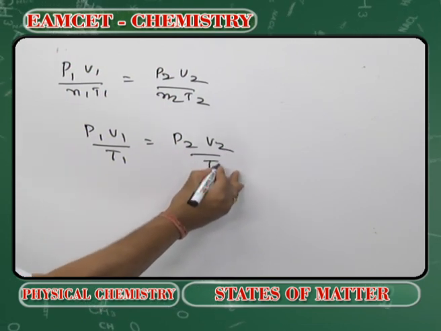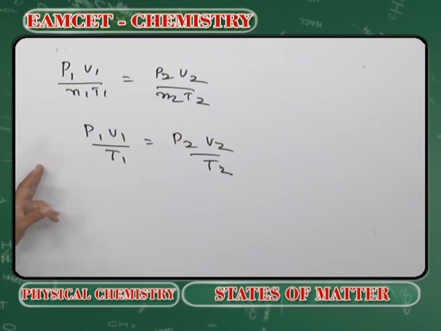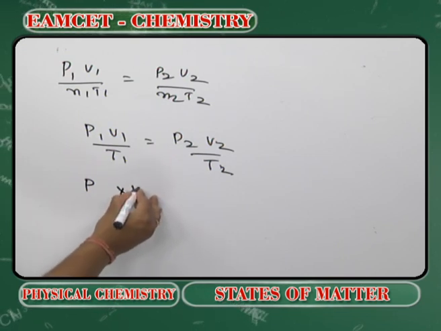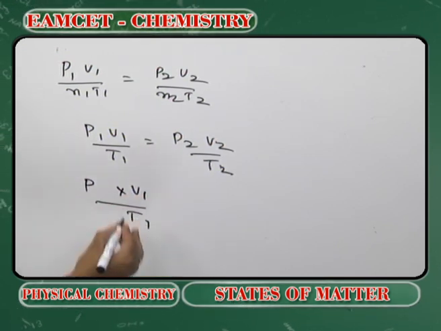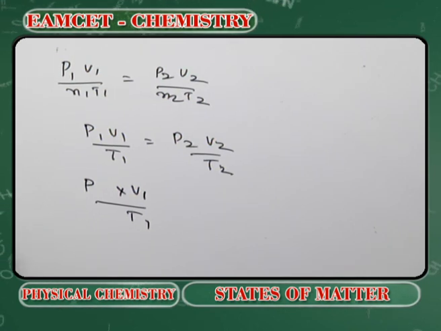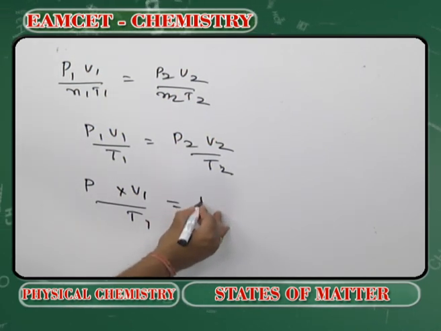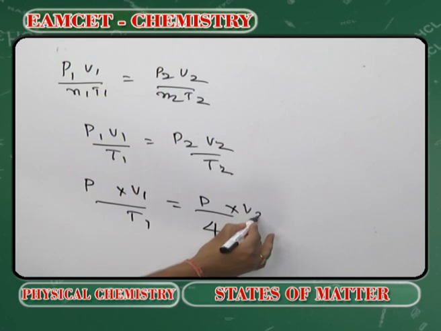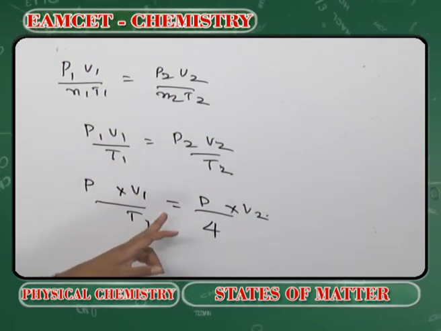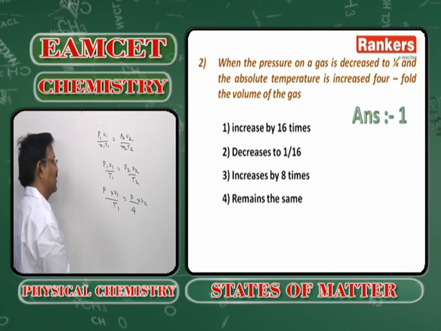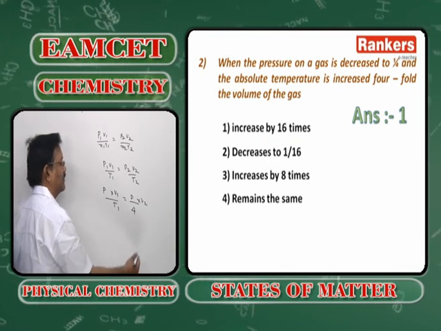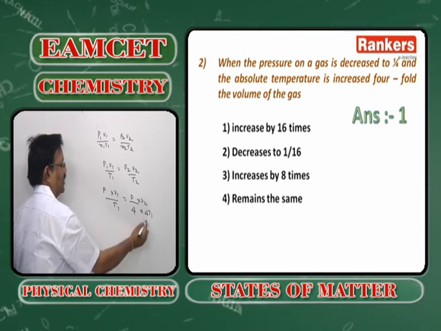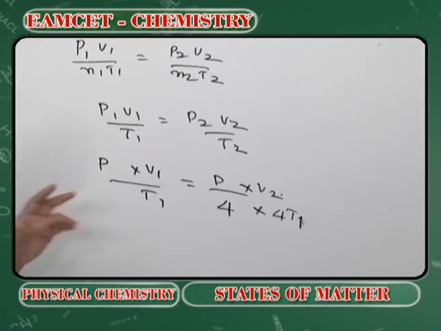Now what happened? Let P1 be equal to P, and V1 stands for V1 by T1. What is P2? Pressure is decreased to 1/4, so P2 will be equal to P by 4. Now temperature is increased by 4 times. It will be 4T1. Temperature is 4T1.